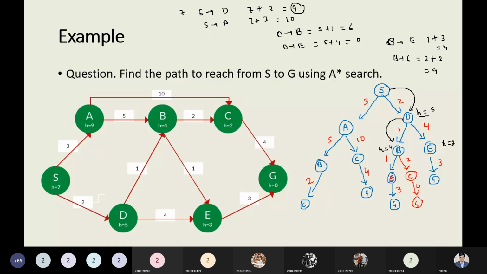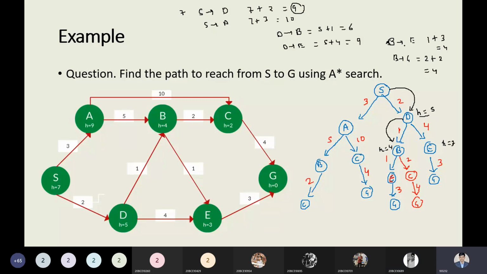So B to E, B to A. Why? Just tell me why. Because the cost is less, and in comparison to that, the H value is also greater in this E part. Yes, that is the point.